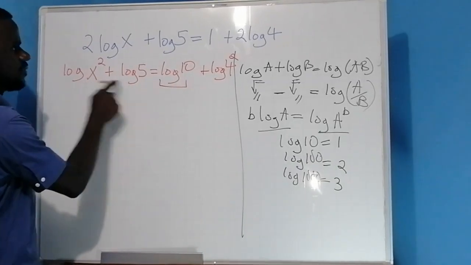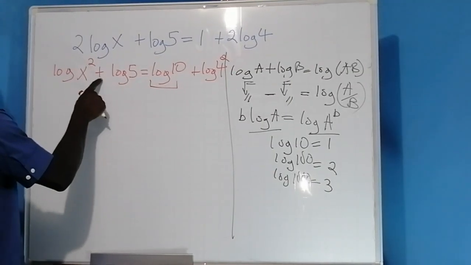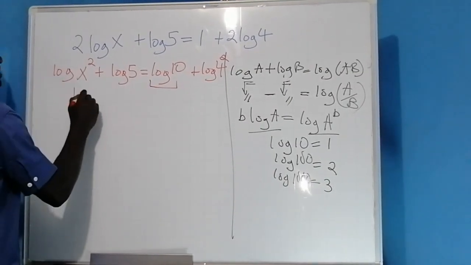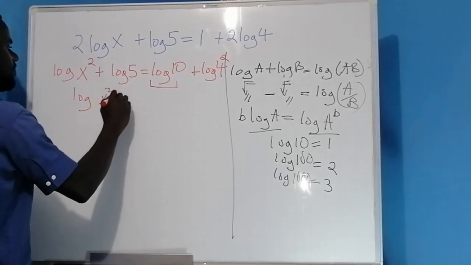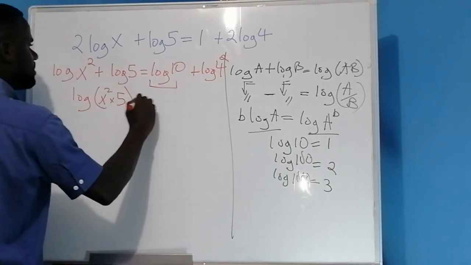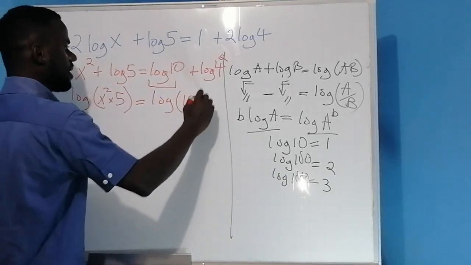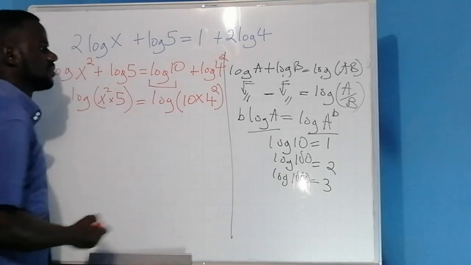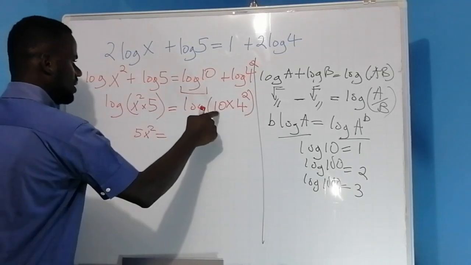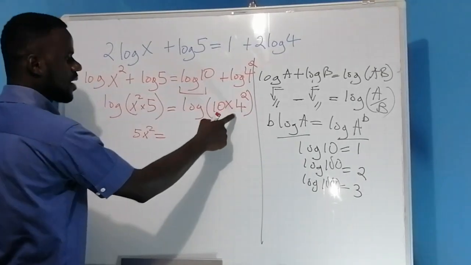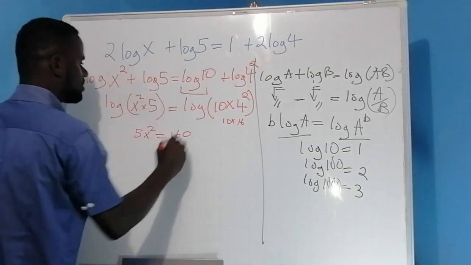Now, at this point, we'll have to apply this law. And this law is very crucial. Because it's an addition sign, it's simply okay for us to say that we have log of x squared multiplied by 5 in bracket. And this is equivalent to, now, the log of 10 multiplied by now 4 raised to power 2. 5x squared to be equivalent to what now? 10 times 4 squared. And 4 squared is 16. 16 times 10 is equivalent to 160.